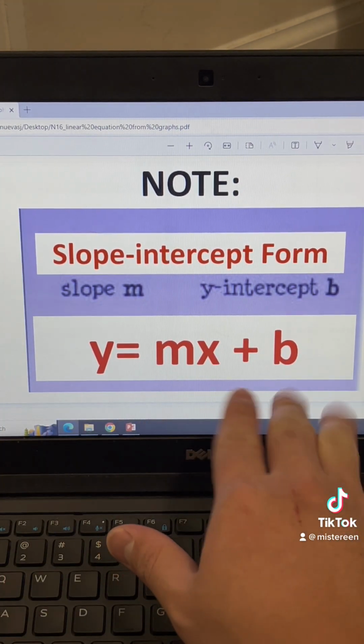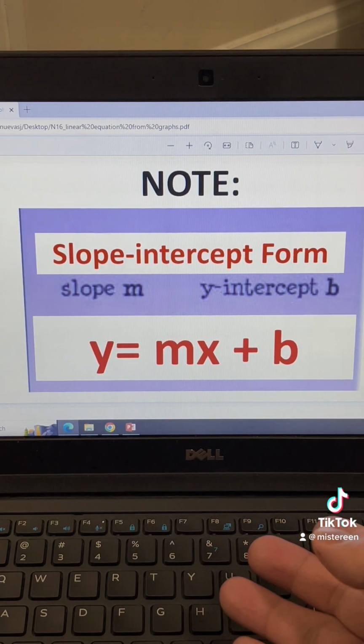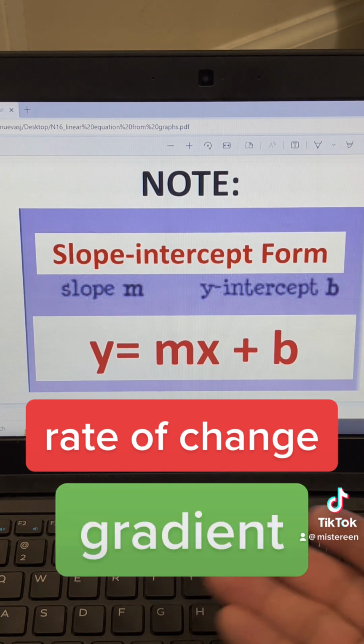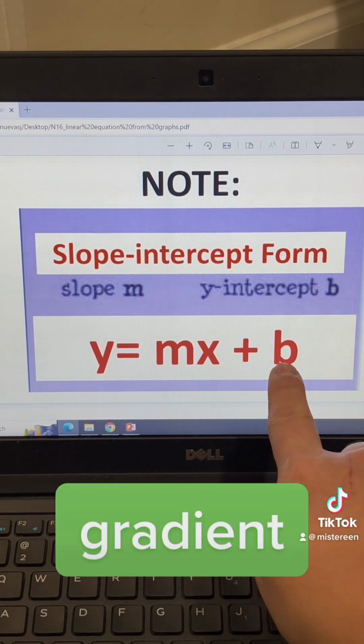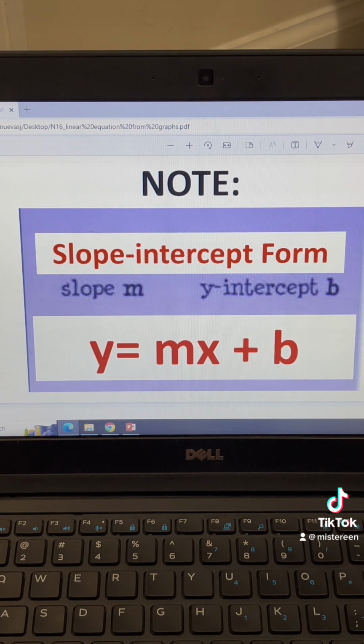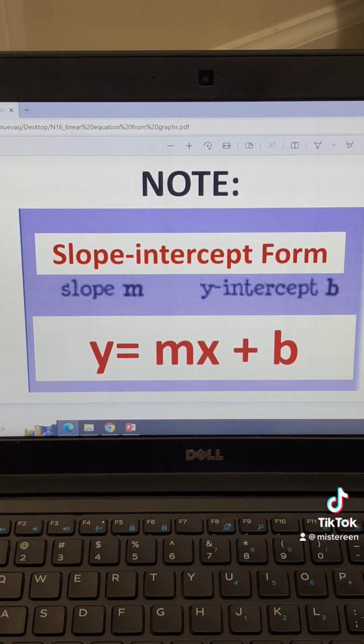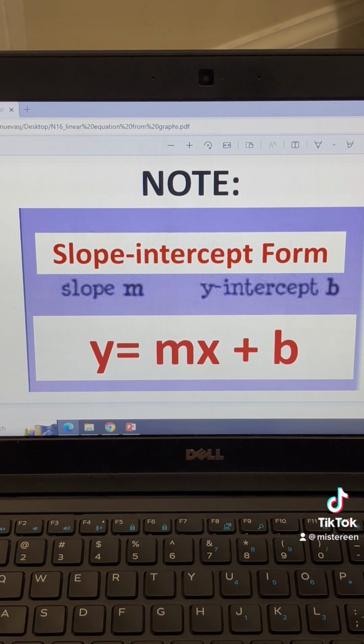Now, in this form, this letter m here, that's what you call the slope, or sometimes you call it the rate of change or the gradient. And then the b here is our y-intercept. So again, in this video, we're going to write our equations in this format, the slope-intercept form. Let's go now to example 1.